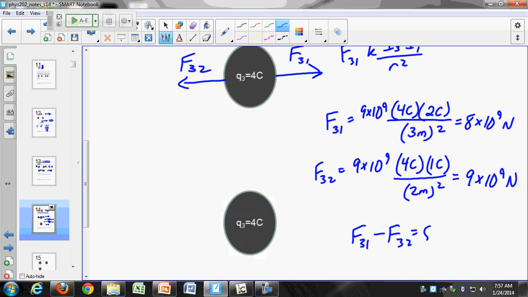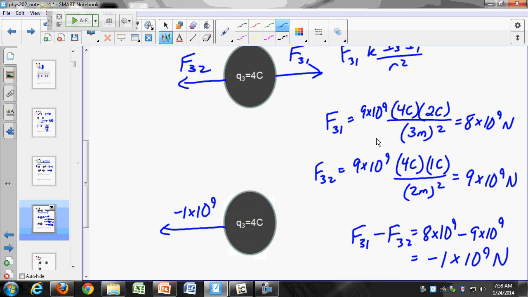That's equal to 8 times 10 to the ninth minus 9 times 10 to the ninth, equal to negative 1 times 10 to the ninth. Alright, so that's my net force. What is the direction? To the left or right of that force? What's the direction? Right, it's in the negative x direction, to the left, so it's negative 1 times 10 to the ninth newtons.